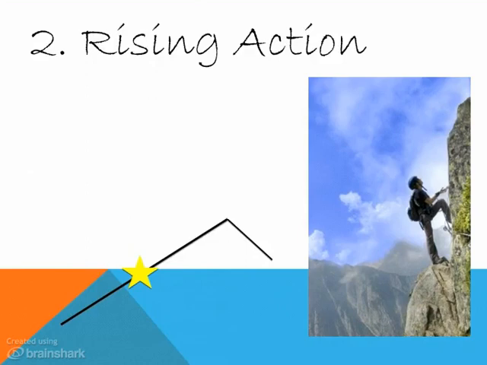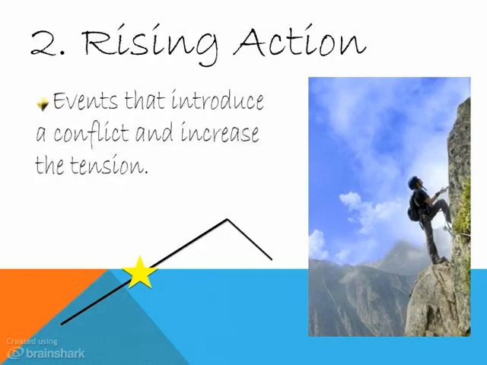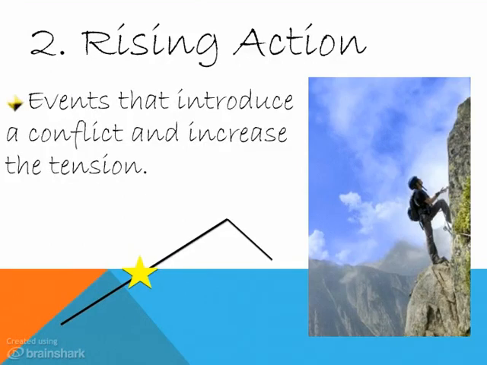The next part of the storyline is the rising action. This is where the tension begins to increase. So events are introduced and you have a conflict. And then it increases as the characters have to deal with that conflict. So again, rising action isn't just the middle of this line, it is the entire line that is rising up because the characters are dealing with the conflict and it's building and building until we get to our next part of the storyline.